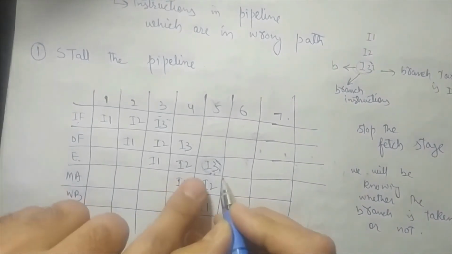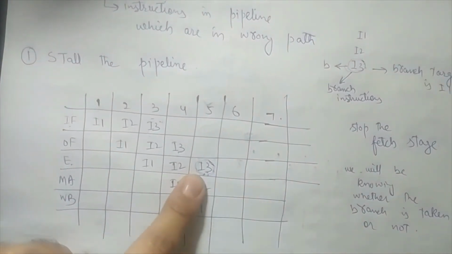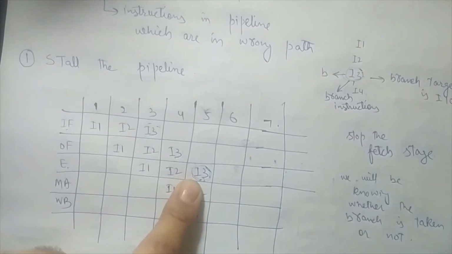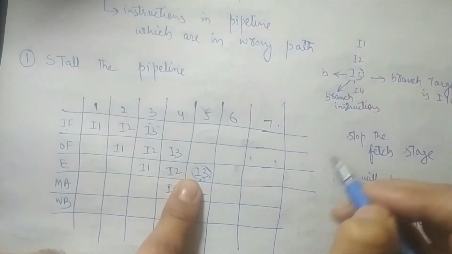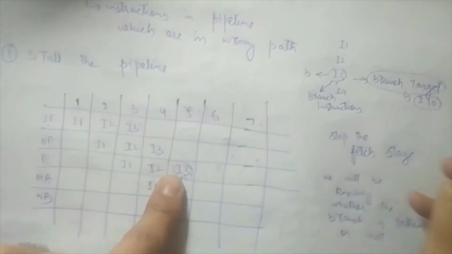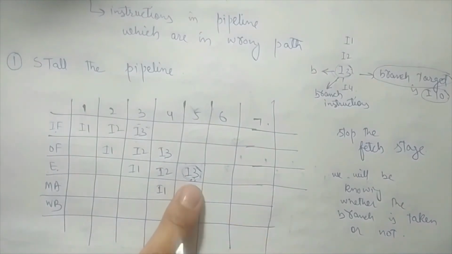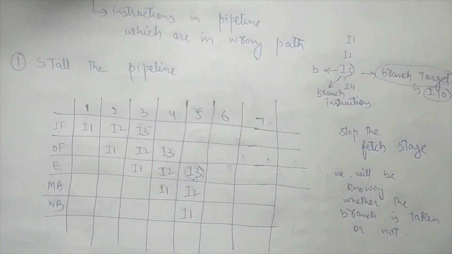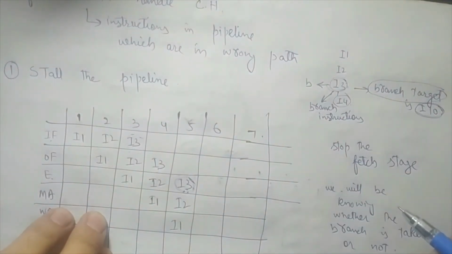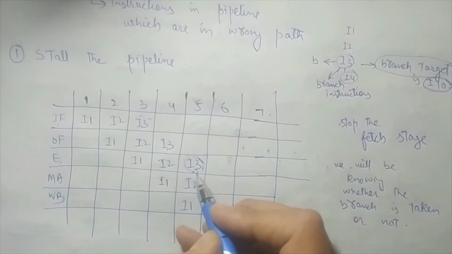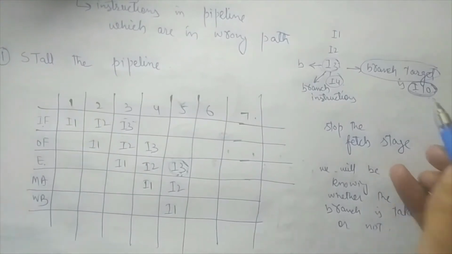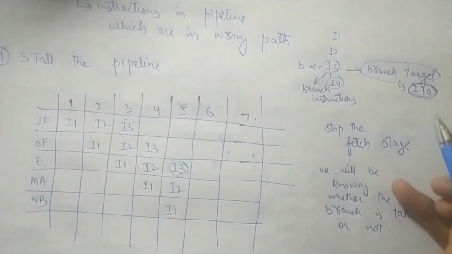In the execute stage, if we know that the branch is not taken, then the next instruction should be I4. However, if the branch is taken, then the next instruction should be the branch target, I10. So in this execute stage, we will know whether it should be I4 or I10. Now let's say the branch is taken. Then the next instruction should be I10.